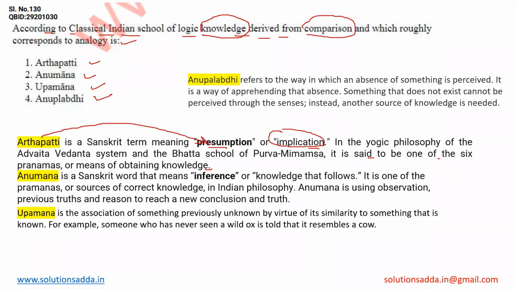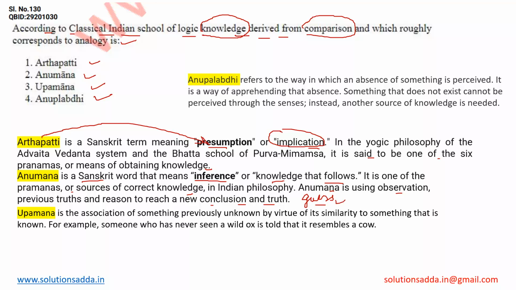Next is Anumana. Anumana means where we are assuming something on the basis of our observation. That's also a Sanskrit word that means inference or knowledge that follows. It is one of the pramanas or sources of correct knowledge in Indian philosophy. Anumana is using observation, previous truth and reason to reach a new conclusion or truth. You can understand it like this: on the basis of facts, we are guessing the next move.